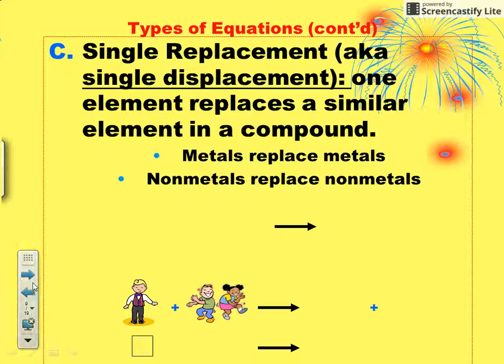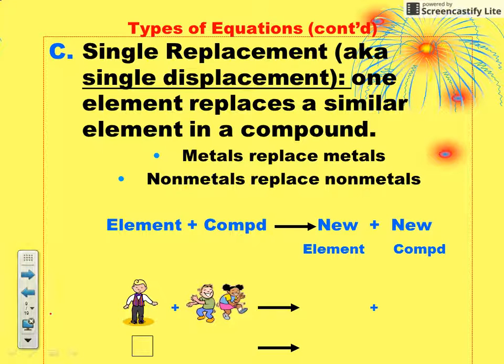Nonmetals replace nonmetals. So I'm going to, in a second, give you an analogy that hopefully will help you think through these a little bit better. So in my analogy, my boys are my metals and my girls are my nonmetals. Here's the general format of a single replacement reaction. You have an element plus a compound forming a different element and a different compound. Now these can be switched around, as you could have a compound plus an element and then a new compound plus a new element.